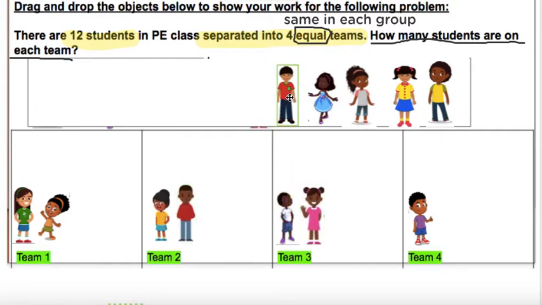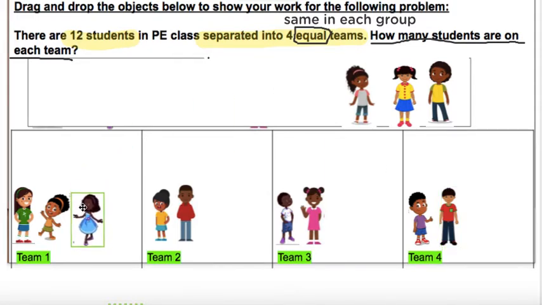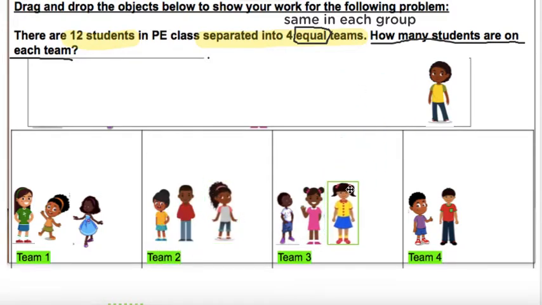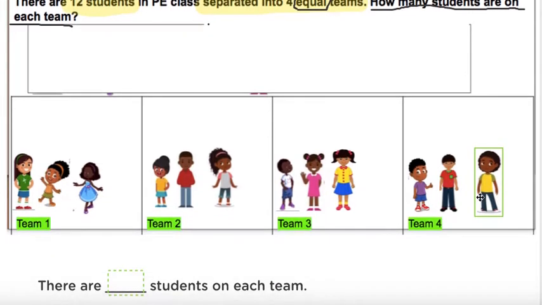Make sure you're going in order. All right, let's see. Our third friend for each team is moving to their team, and we have none left. Are our groups equal? Yes, our groups are equal. How many students are on each team? How many? Good job. Yeah, 3 students are on each team.